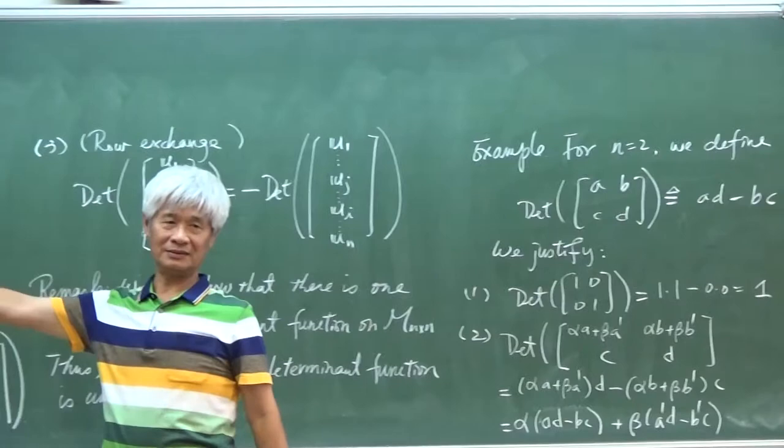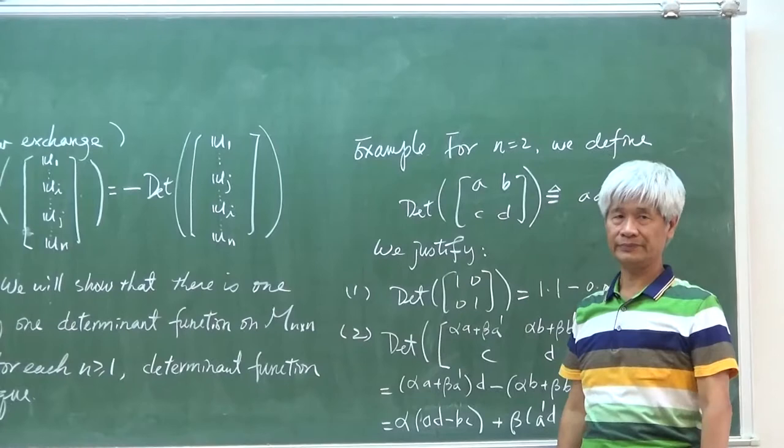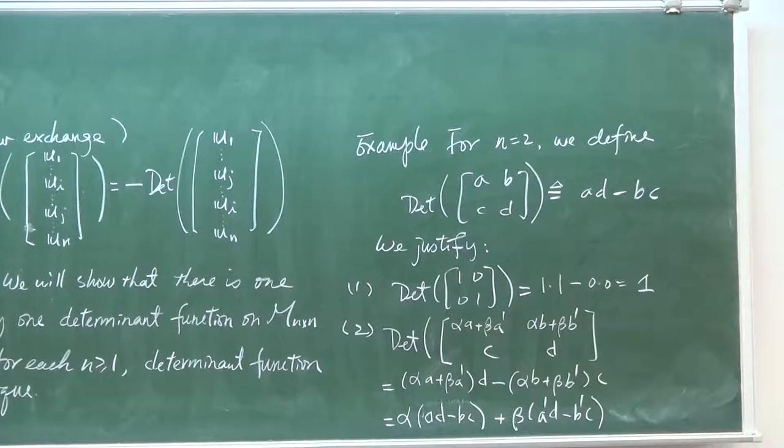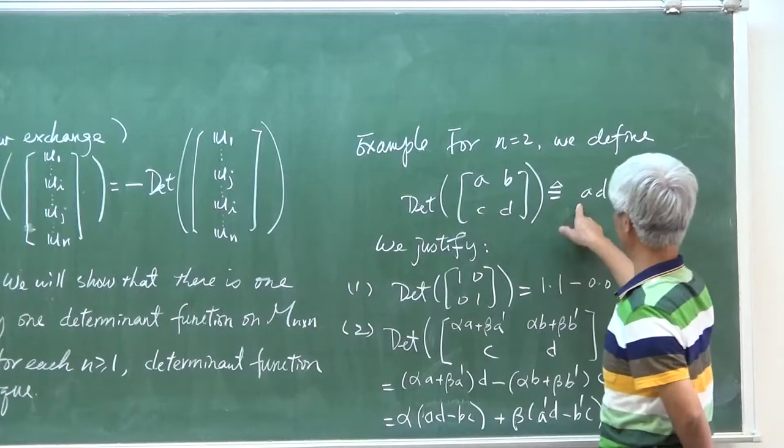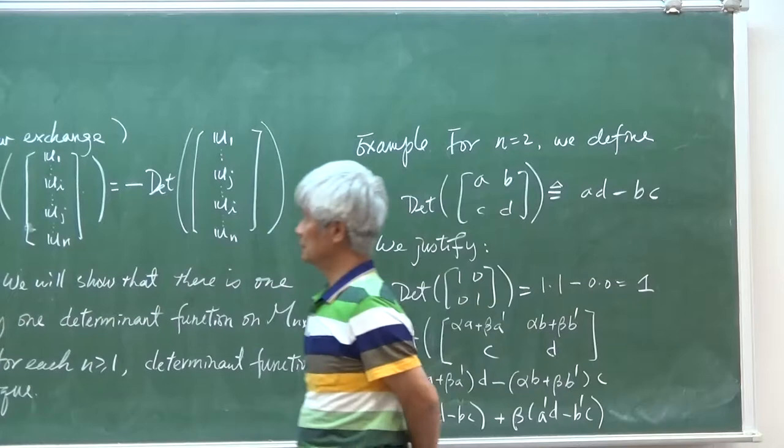And in high school, the teachers didn't tell you whether it's unique or not. But I think you supposed that it is unique. So we are going to show that's the fact: there is only one. So this definition is unique. There is no other choice for any function called the determinant. Any questions?